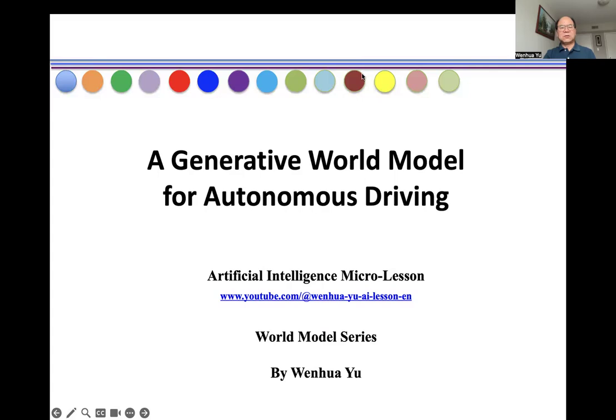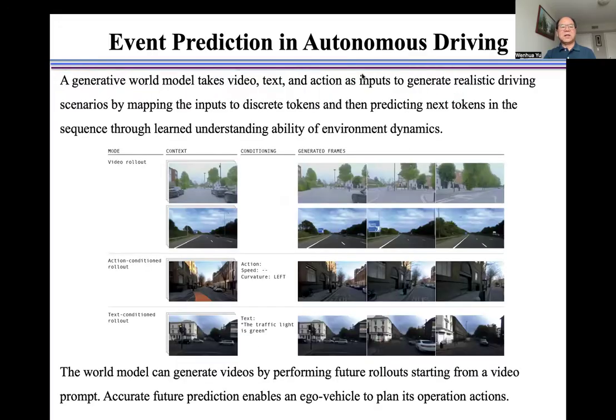In this video, I introduce a generative world model for autonomous driving. The generative world model takes video, text, and action as inputs to generate realistic driving scenarios by mapping the inputs to discrete tokens, and then predicting next tokens in the sequence through a learned understanding of environment dynamics.